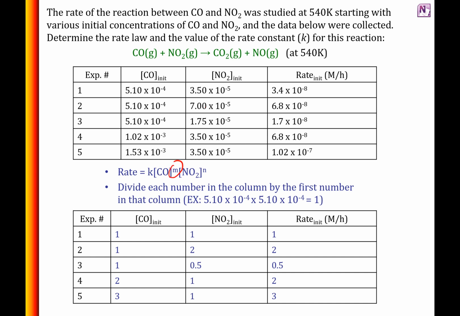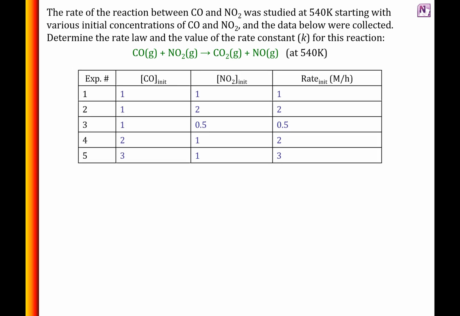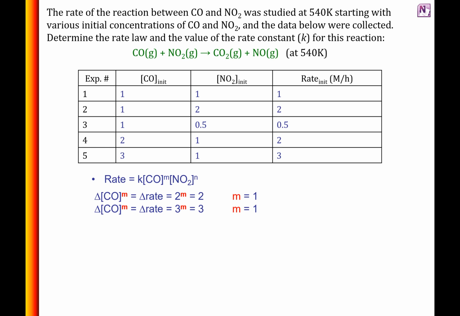Because remember, we're trying to solve for m, and we're trying to solve for n. That's the first thing we need to do. So with that in mind, we can forget about all of the actual data for right now. All we need is to know what happened to the concentration and what happened to the rate. So the first thing, let's solve for m. I can say the change in concentration of CO raised to the m is equal to the change in the rate.